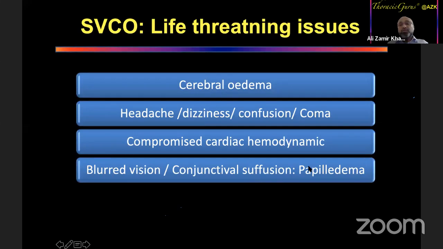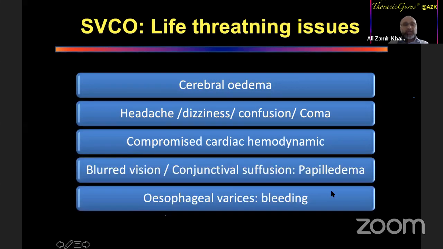The one thing which worries you is when these guys come up with papilledema, because papilledema is always an indication that there is a raised ICP. So you got to be worried about papilledema. If the patient is complaining about blurred vision or conjunctival suffusion, which means a congestion of the conjunctiva, then look into the papilla and make sure that he hasn't got any papilledema or raised ICP.